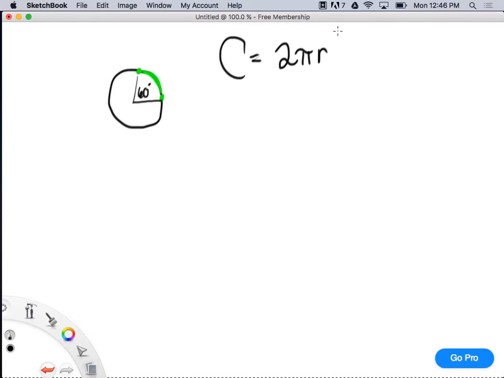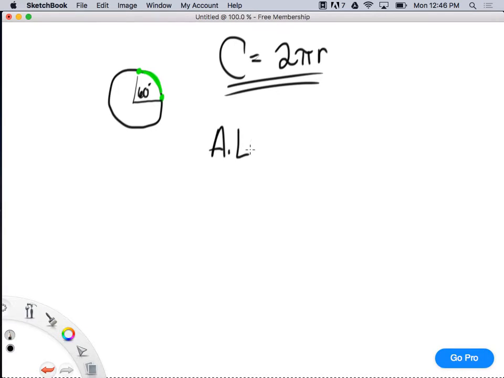What's the circumference of a circle? 2 pi r. What's the circumference of a circle? 2 pi r. Good job, that's right. The circumference of a circle is 2 pi r.